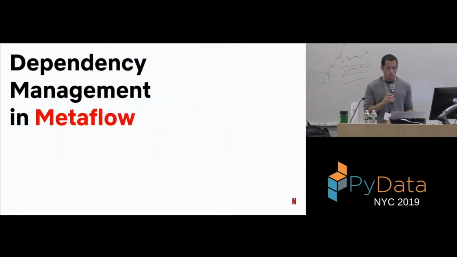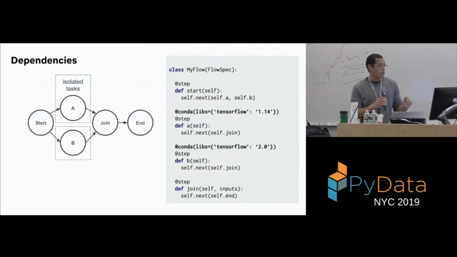Metaflow also provides dependency management. Every task is actually in its own isolated runtime environment. So you could do something like this, where you have step A and step B, and each of them use conflicting versions of the same library. And again, this could be done because they're actually in separate environments. In some cases, they're not even running on the same machine. And as you can see, we use Conda here for dependency management.